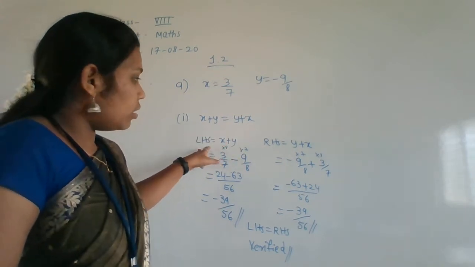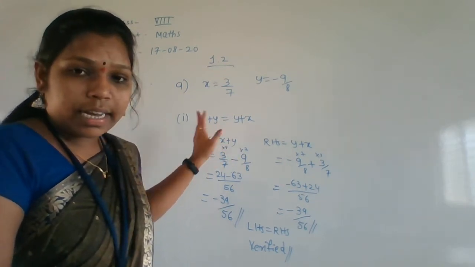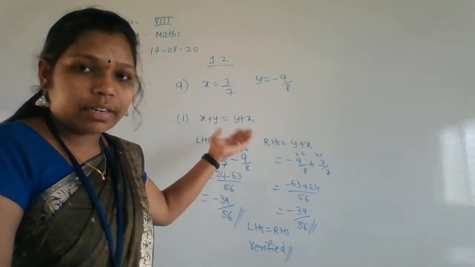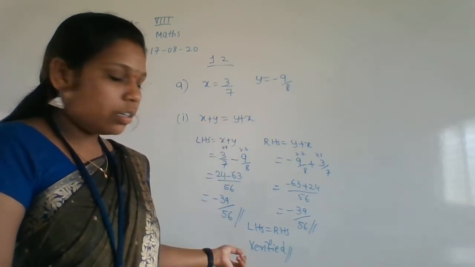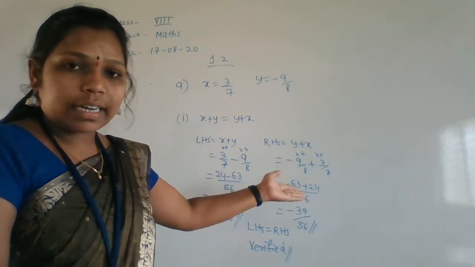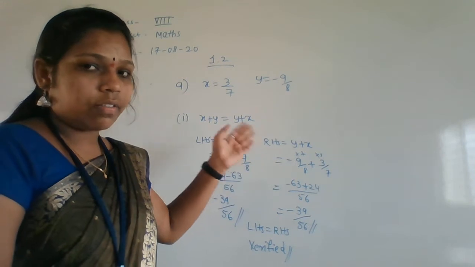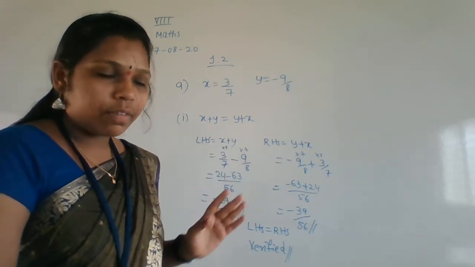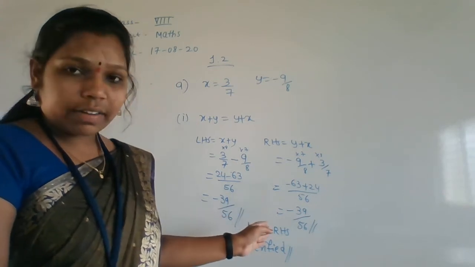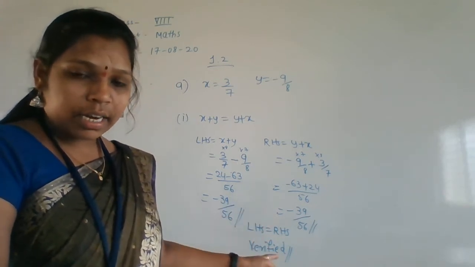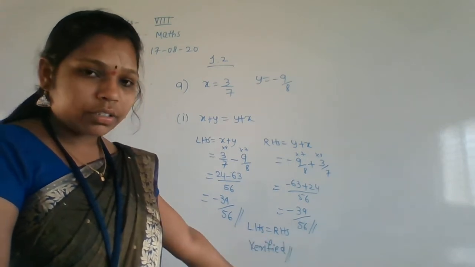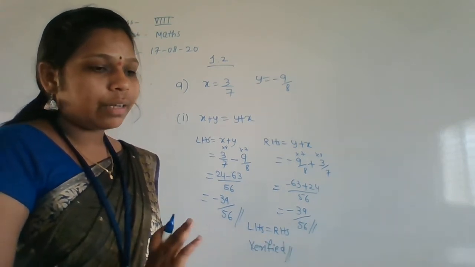Okay. So here take the LHS value, that is x plus y, and after that substitute the values of x and y in that equation and do the problem, then you will get an answer. After that take the RHS, y plus x, and again substitute the values of x and y and do the problem, you will get an answer. If the RHS and LHS are equal, then write verified here. So LHS equal to RHS, so verified. Like that you have to write.